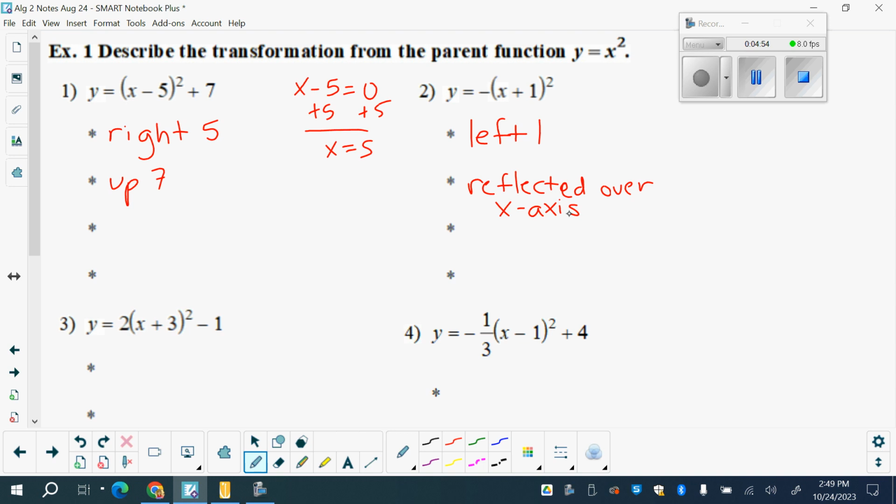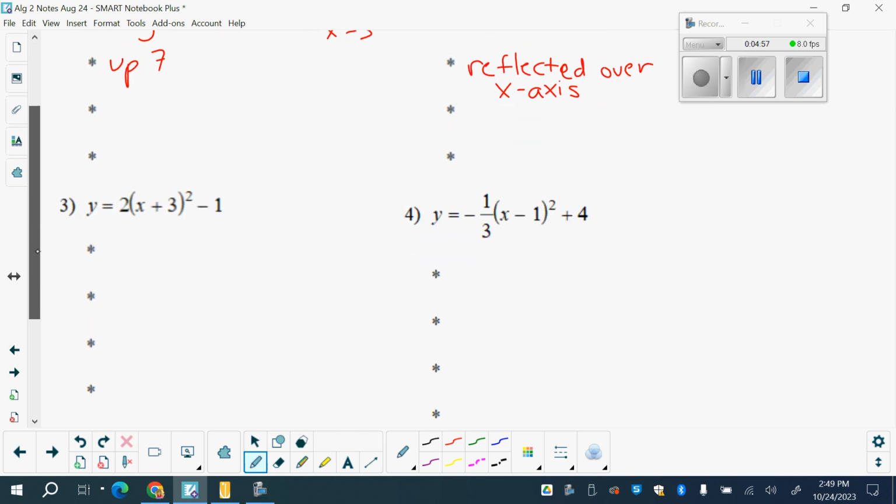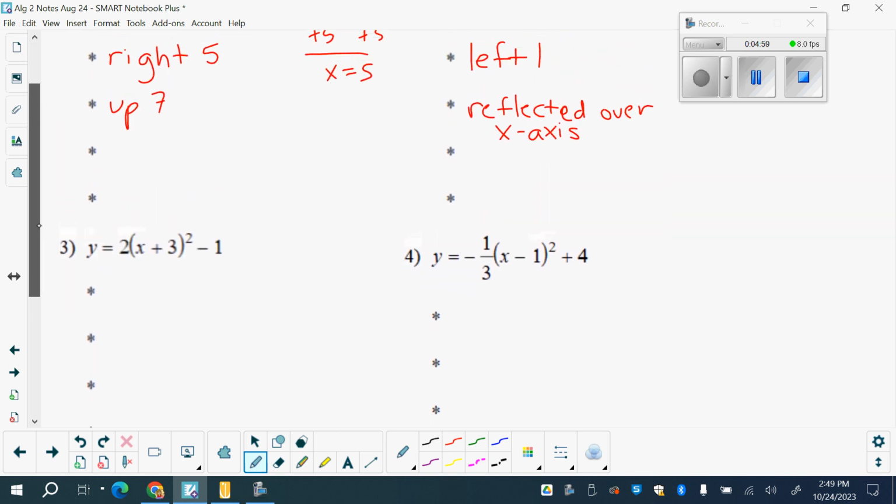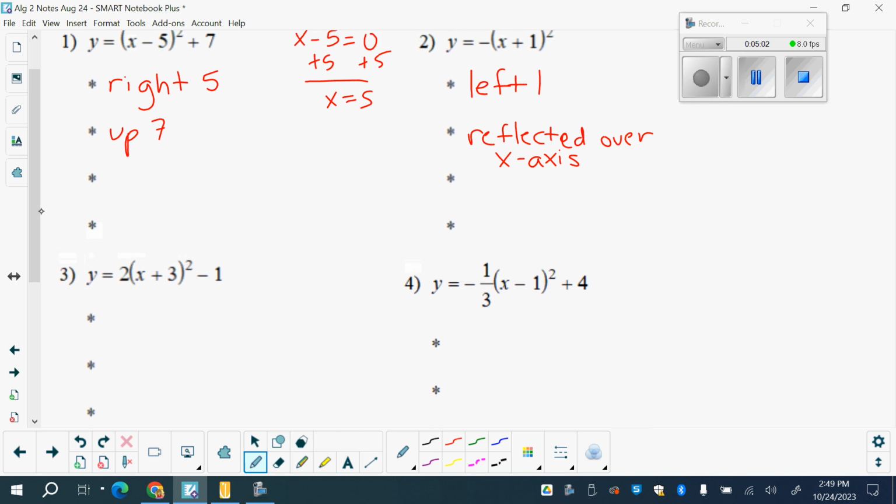Okay, next one. y equals 2 times quantity x plus 3 squared minus 1. Is there a specific order? That's a good question. What do you guys think? There is a specific order, and I'll show you on Desmos why. So what do we think on this one would happen first? Left 3.